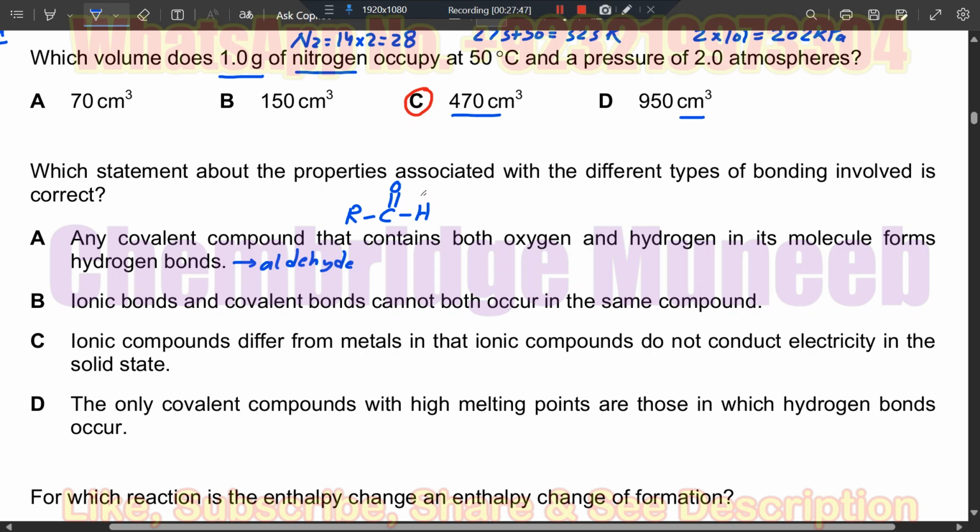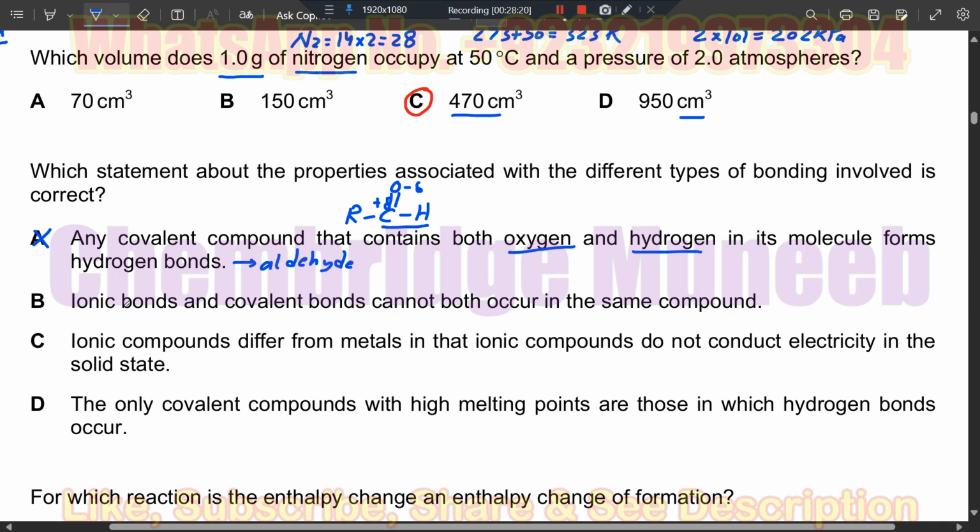In this case, there is no hydrogen bonding, since the hydrogen is bonded directly with the carbon and oxygen is bonded with the carbon. There is a delta negative on oxygen and delta positive on hydrogen, but this is not fulfilling the requirement for the hydrogen bond. So it is not the case every time that a compound containing oxygen and hydrogen is responsible for making hydrogen bonds. So it is not correct, especially in case of the aldehydes.